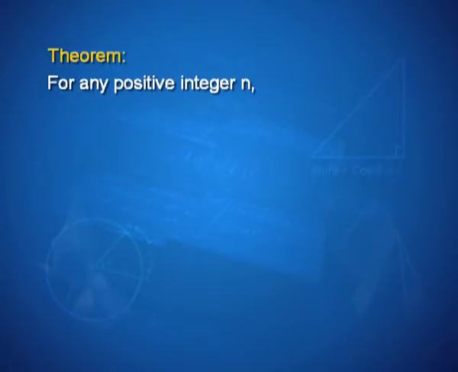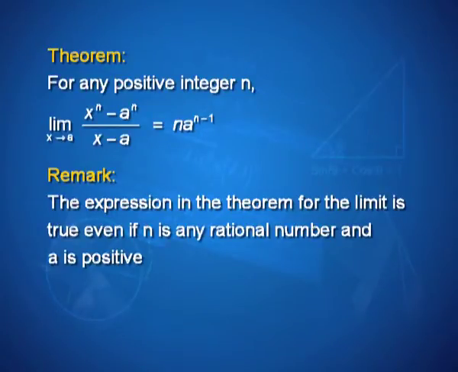Now, let us look into an important theorem. For any positive integer n, limit x to the power n minus a to the power n upon x minus a as x tends to a can be written as n into a to the power n minus 1. Here an important remark: the expression in the theorem for the limit is true even if n is any rational number and a is positive. Now, let us solve an example using this theorem.